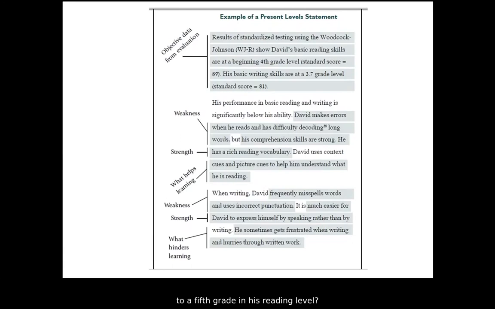When you look at David's weaknesses, David makes errors when he reads and has difficulty decoding long words, but his comprehension skills are strong. What are the errors? How often does he make them? What does difficulty mean? What's a long word? You should be asking these questions around a PLAF statement. You should be asking your IEP team, I don't know what that means. So what is a long word? 5 letters, 8 letters? Is it in fiction or nonfiction? What does difficulty mean? Is it 80% of the time in everything David reads, or is it 60% of the time in fiction?